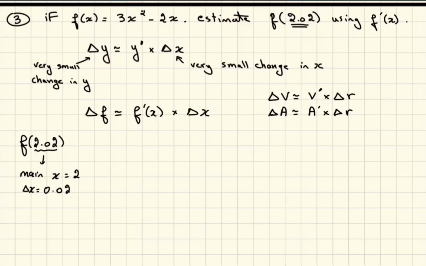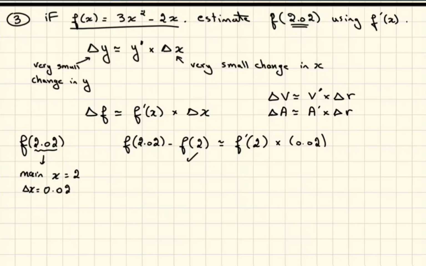Knowing this, I will write f of the bigger x, which is 2.02, minus f of the main x, 2, is approximately equal the derivative of the main x, which is 2, times delta x, which is 2.02 minus 2, but we already wrote it, it's 0.02. Now, do I have f of 2? Not yet, but I can find it because I have the function f. You can replace 2 there and you'll get the answer.